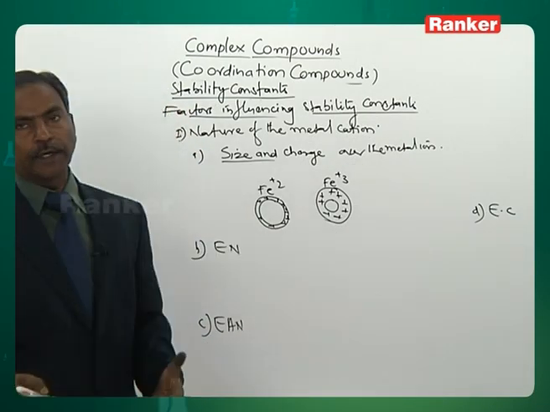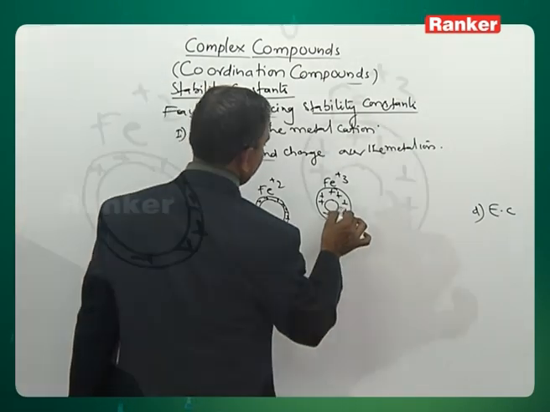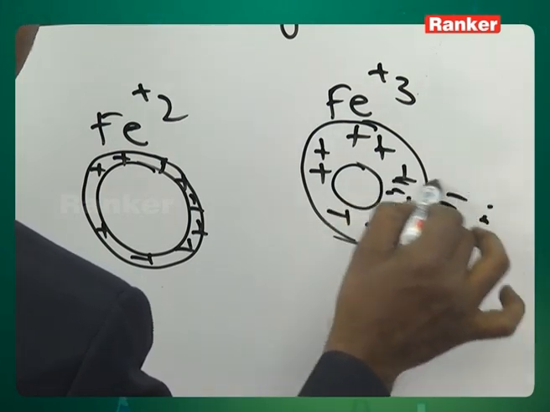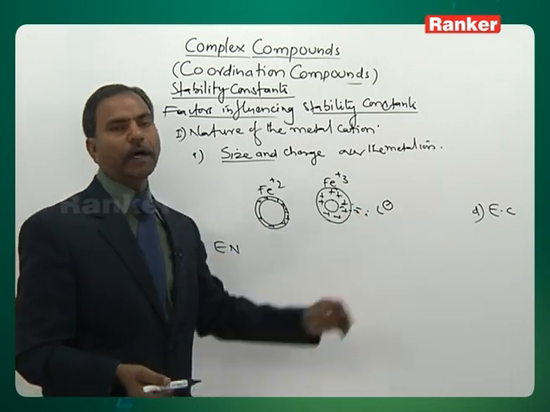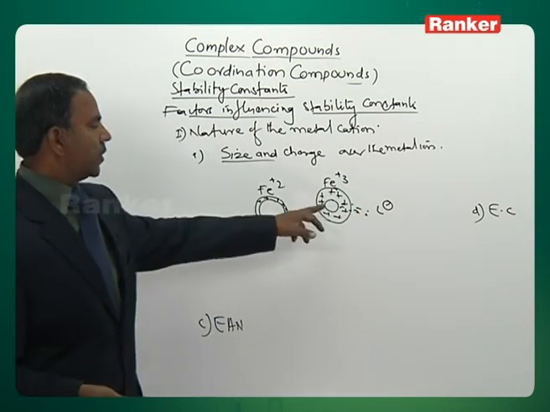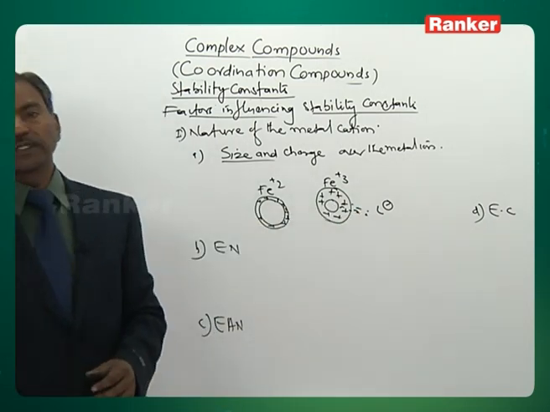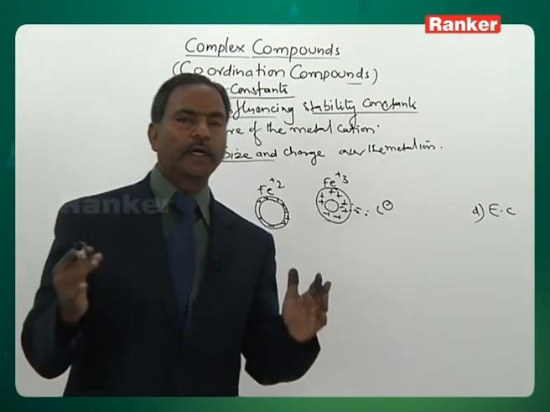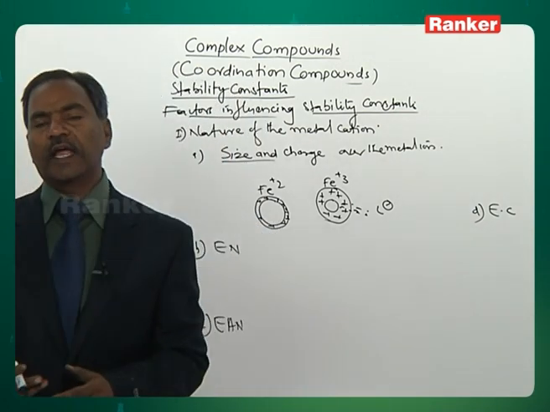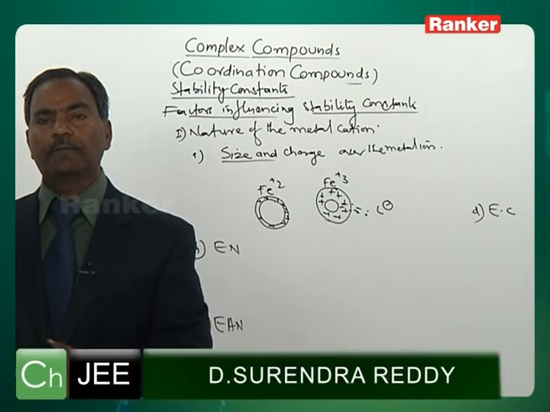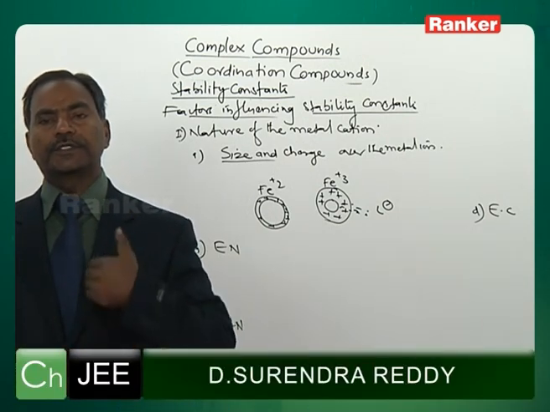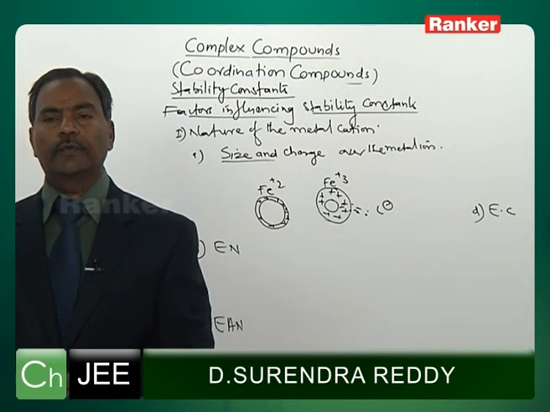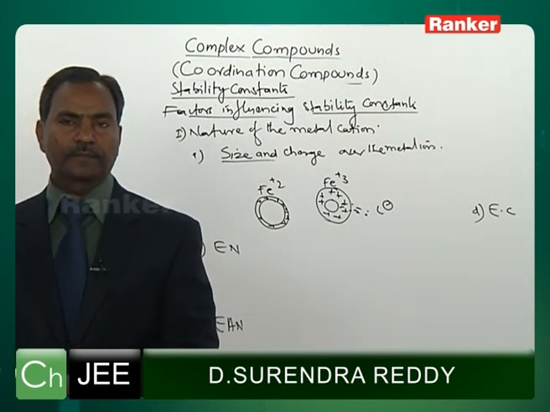Well, the greater the charge density, it can easily show stronger electrostatic force on the negative ligand or any ligand. Then strength of the bond will be high. Therefore, a smaller cation possesses greater charge density. It can show greater electrostatic force on the ligand. Strength of the bond will be high. Therefore, a metal cation with smaller size possesses greater charge density and produces a highly stable complex.